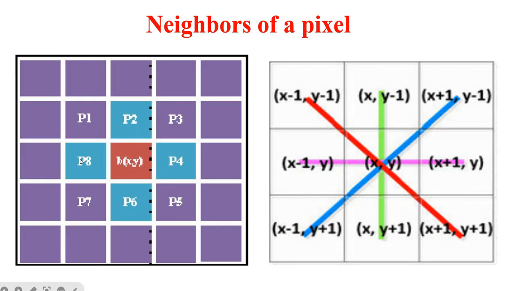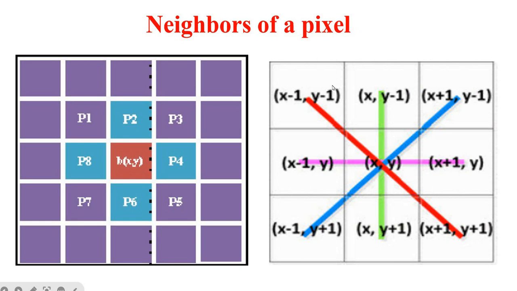So these are nothing but the horizontal and vertical pixels. P8 and P4 are horizontal, P2 and P6 are vertical. And P1, P3, P5 and P7 are called the diagonal pixels. Now if you see the second image, here this is our pixel of interest, and the coordinates for it are x comma y. Here these are the vertical pixels and these are the horizontal pixels.